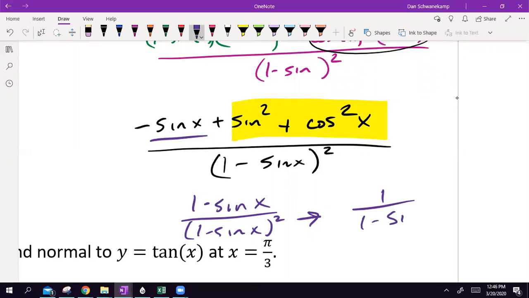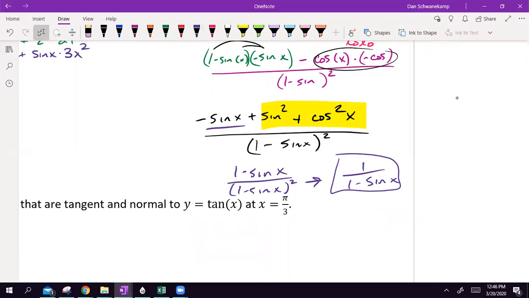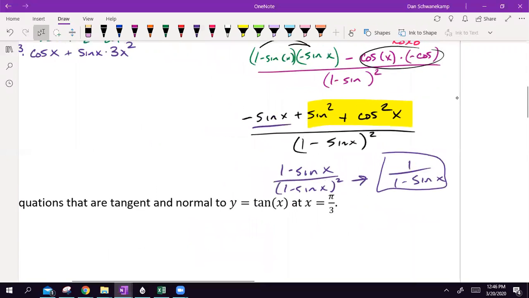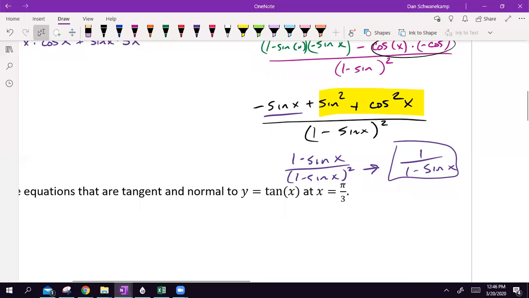That is not something we do a lot, at least in Calc AB we don't. I might have to work with Mrs. Mendenhall more to figure out what else we could do there. But that is something that we can do pretty easily. That sine squared plus cosine squared equals 1. That is one you probably want to look at. But other than that, it's not too bad. All right, let's keep going here.